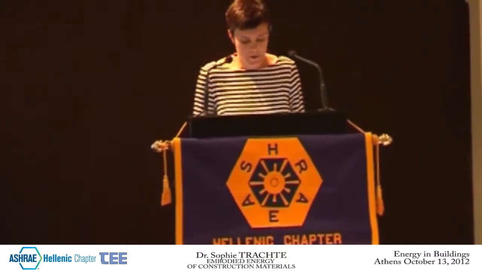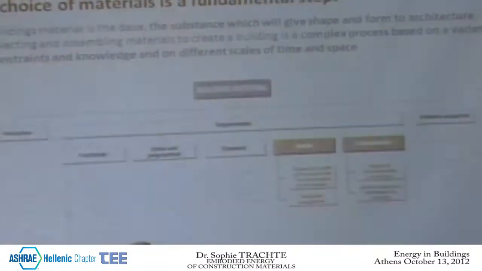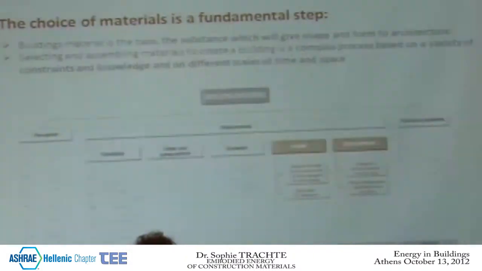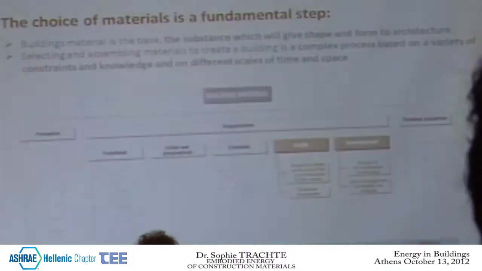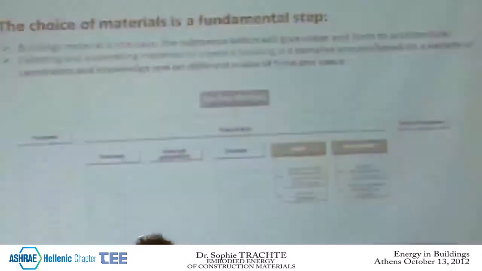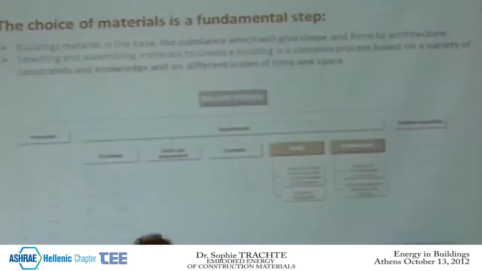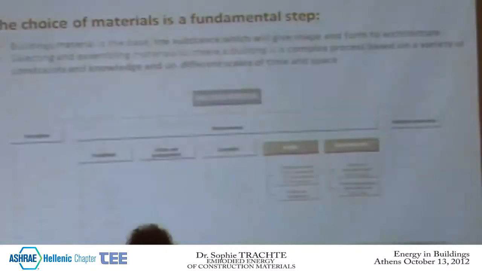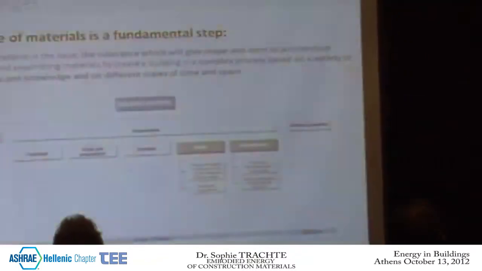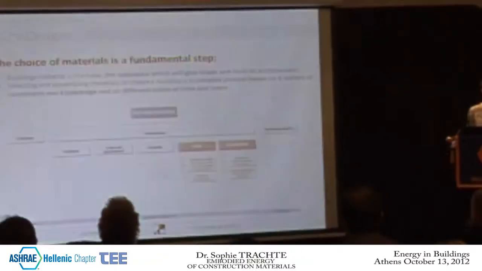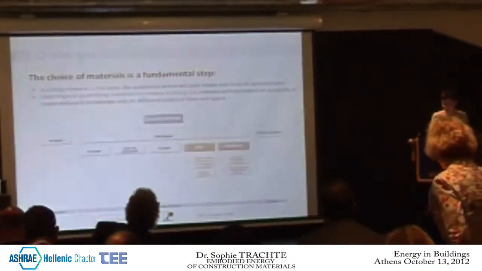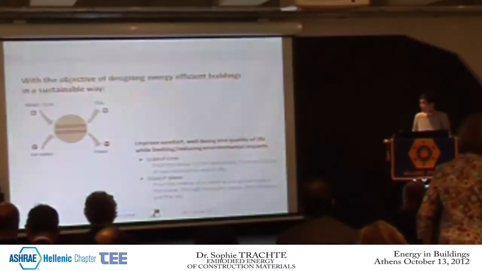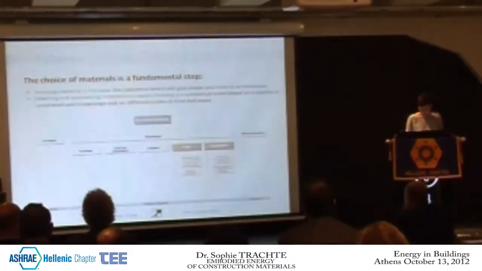The choice of building materials is a fundamental step in the design process, for two reasons. First, building material is the base, the substance with which we create a building, with which we pass from an idea on paper to reality on a building site. Secondly, selecting and assembling materials to create a building is a complex process based on a variety of constraints and knowledge, and also on different scales of time and space. And this is what the figure on the slide here tries to define.